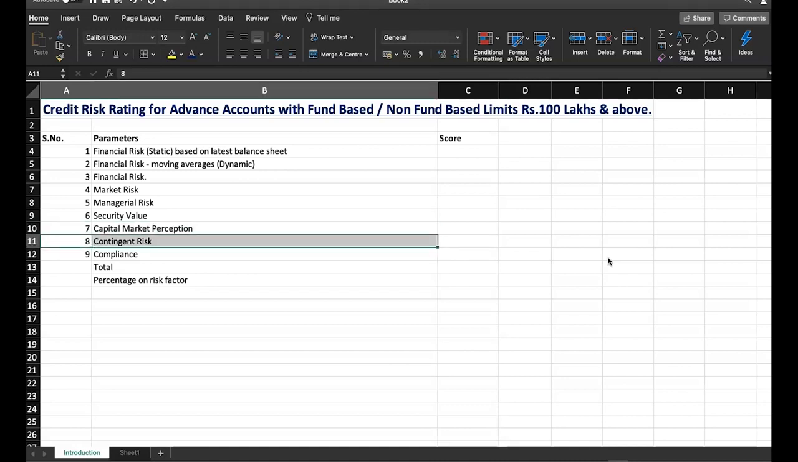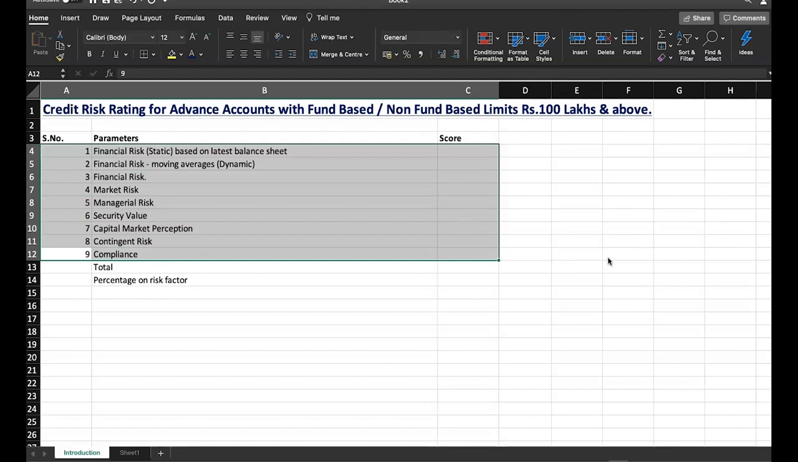Then comes the critical area, that is the contingent risk. Here they take into consideration the qualified opinion given by the auditors, then the possibilities of contingent liabilities crystallizing into actual liability. Then they also take into consideration the reliability of the statements which they submit to the bank, the QAS. And finally, the compliance aspect. Here they see whether the customer is complying with the terms and conditions, whether they are regular in submitting the stock statement, whether they are regular in submitting the audited financials, whether there are any overdues. All these factors will be considered and they'll be given a score.